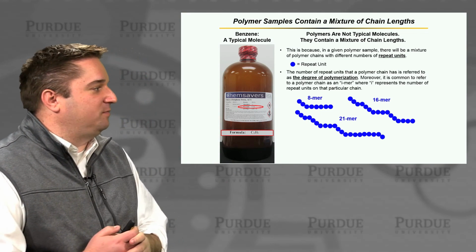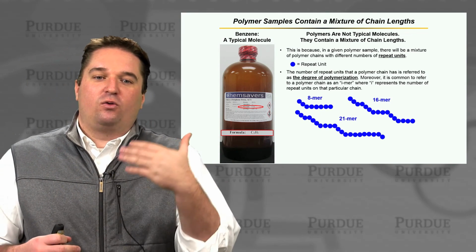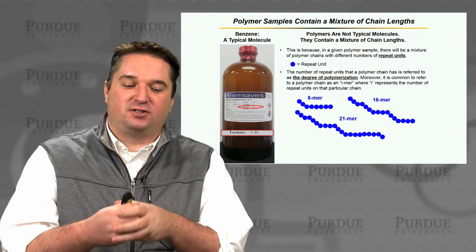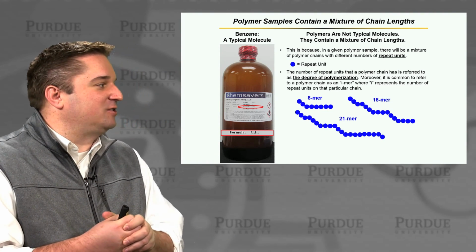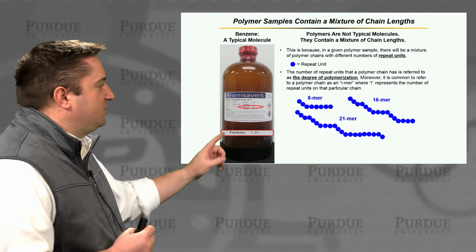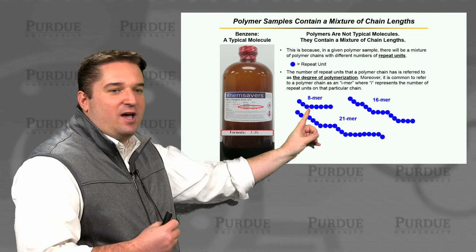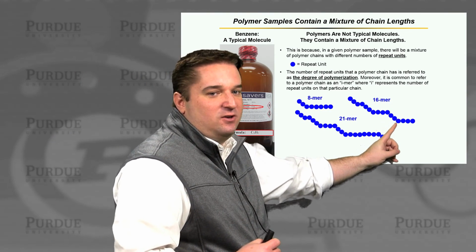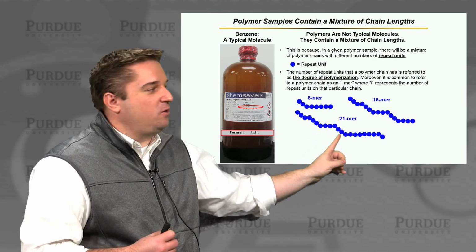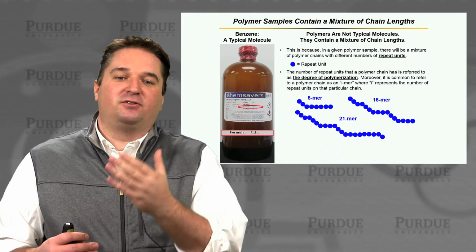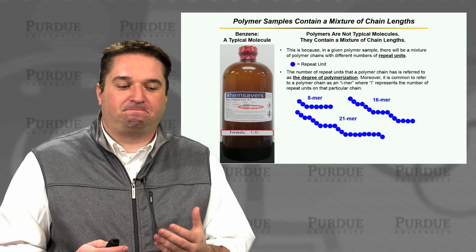When we have this polymer, one term we use is the degree of polymerization. The degree of polymerization tells us how many of those repeat units we have. So for instance, here when we have an 8 mer, we have 8 repeat units. This 16 mer will have 16 repeat units, and this 21 mer will have 21 repeat units. So we'll have a degree of polymerization of 8, of 16, and of 21.